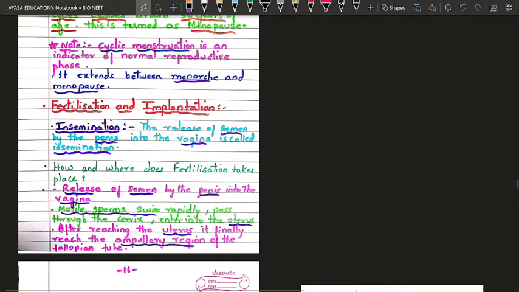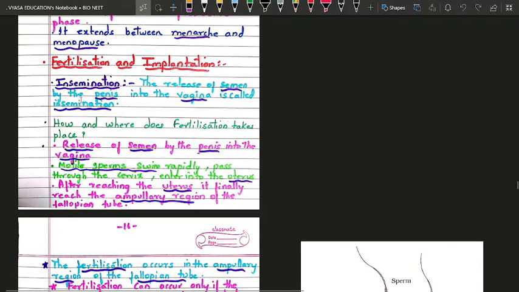Next topic is fertilization and implantation. So insemination, we have seen in the first page what is insemination, isn't it? It is a release of the semen by the penis into the vagina. Okay, that is called as insemination. The release of semen by the penis into the vagina is called as insemination. Yeah, semen has to enter the vagina. That is called as insemination.